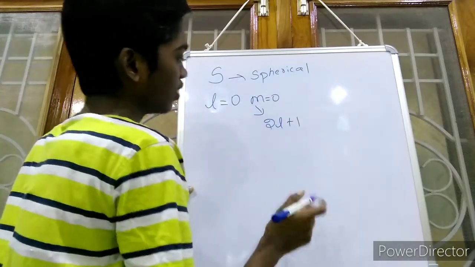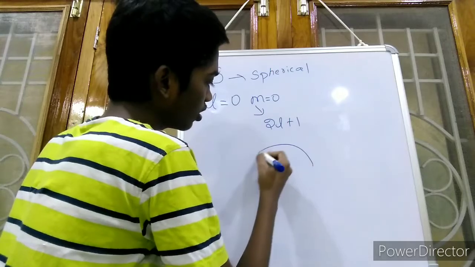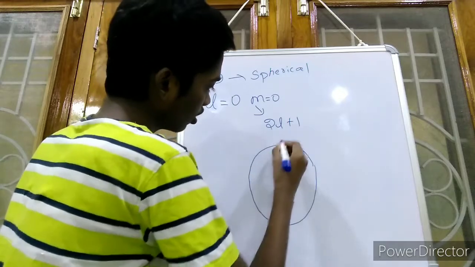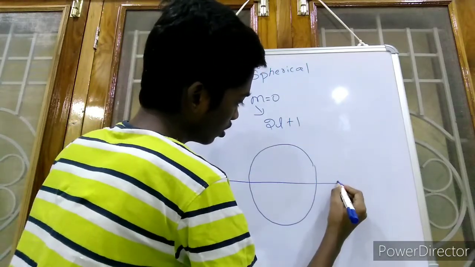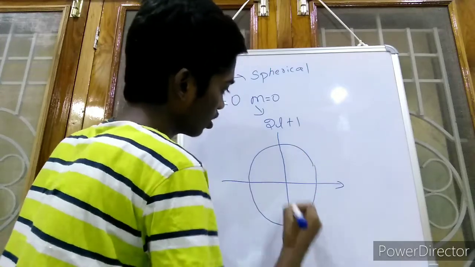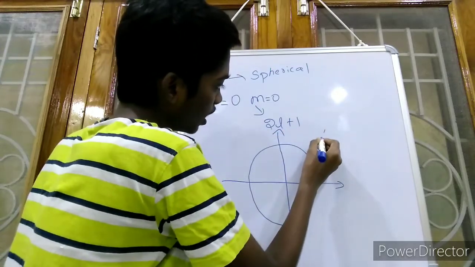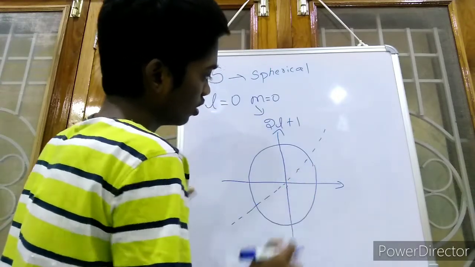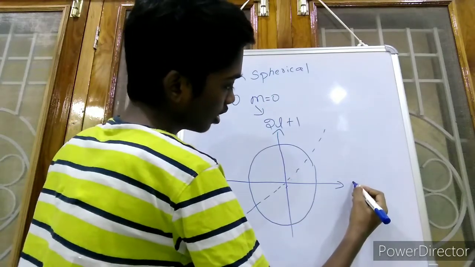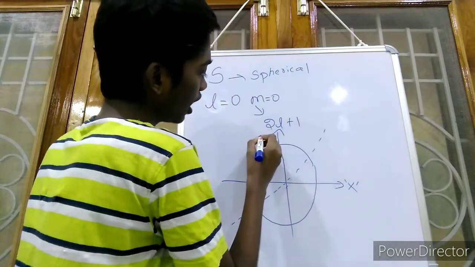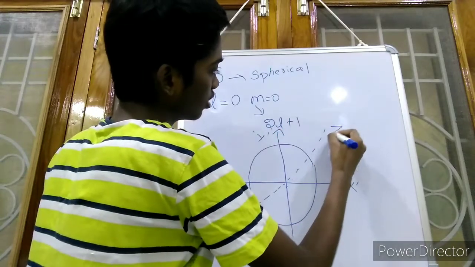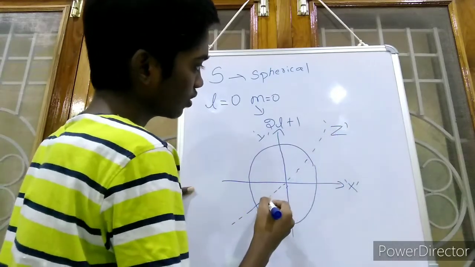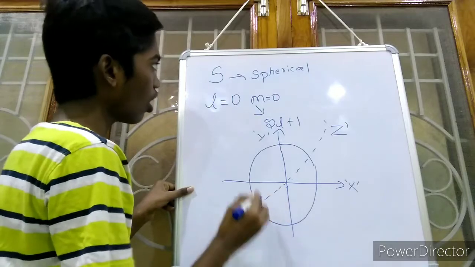Now we will see the structure of the S orbital. As it is spherical in shape, we have to draw a sphere. There are three axes, and we have to draw an imaginary line like this. So this is the x-axis, this upward axis is the y-axis, and this is the z-axis. X-axis, y-axis and z-axis. So friends, this is the structure of the orbital S.